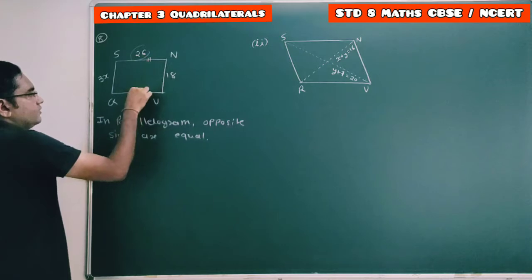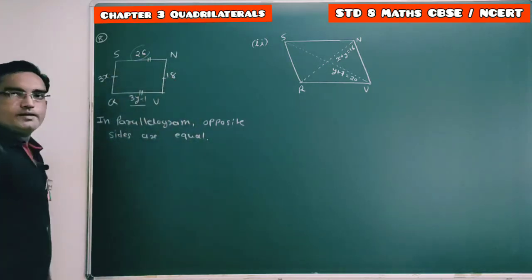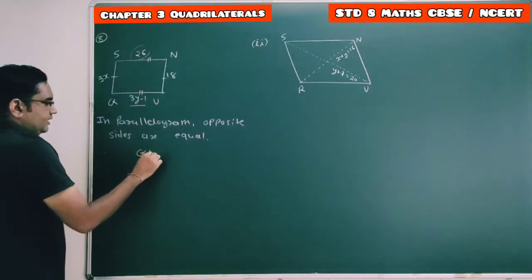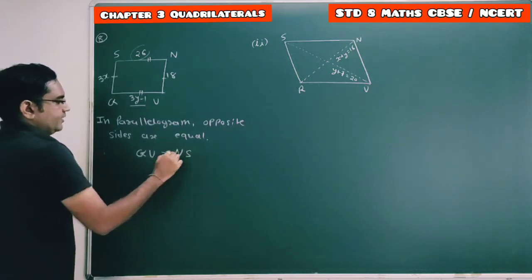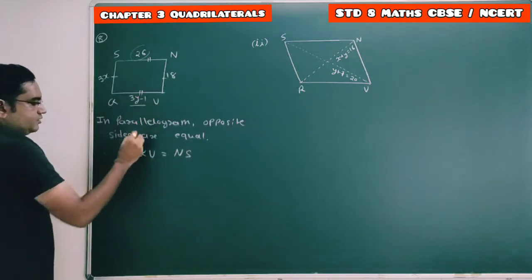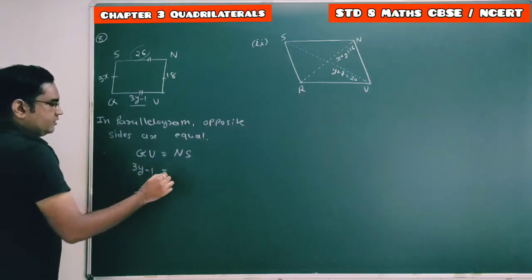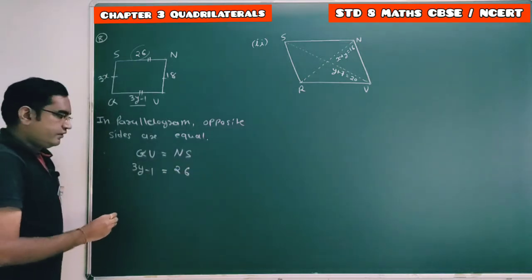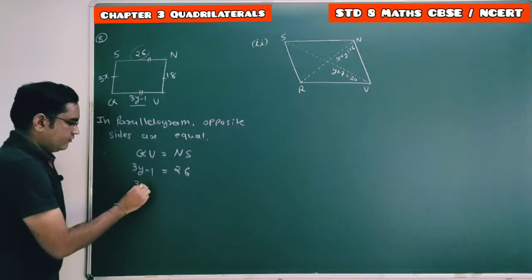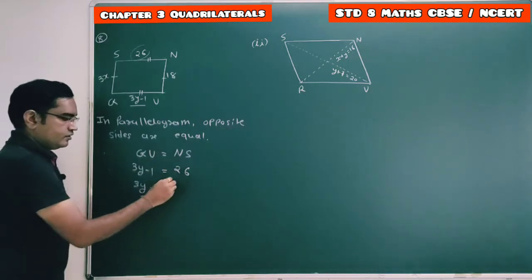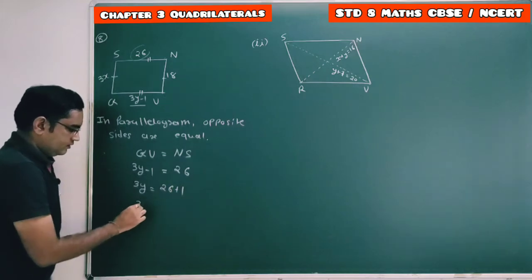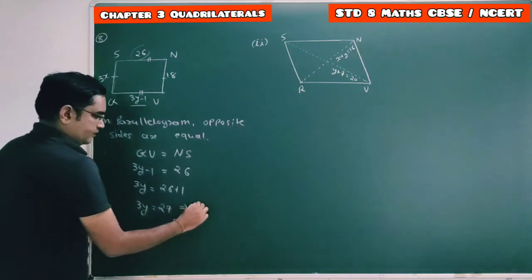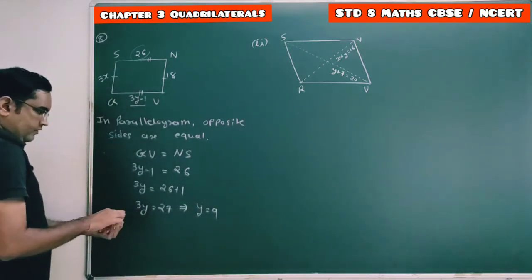So these two sides are equal and these two sides are equal in measure, and therefore can we compare these two sides? Length of side GU is equal to length of side NS. So what is the length of side GU? It's 3y minus 1. And what is the length of side NS? It's 26. So this is one linear equation in one variable. Solve this equation, we will get the value of y. Taking this minus 1 on the right hand side, it's 26 plus 1. So 3y equals 27. Hence y equals 27 by 3. So we'll get y equal to 9.